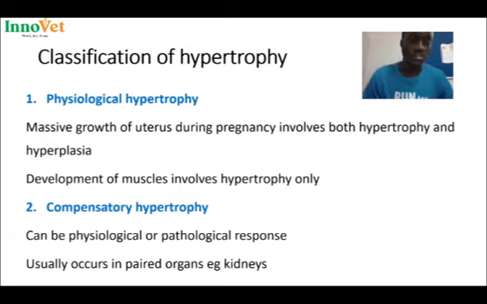Then we have compensatory hypertrophy. This usually occurs in paired organs like the kidneys. An example is when one kidney gets damaged, the other will hypertrophy or increase in size to compensate for the lost one, such that it can accommodate the demand. So in compensatory hypertrophy, the cause is usually the increased functional demand. That's what causes the increase in size of these organs.